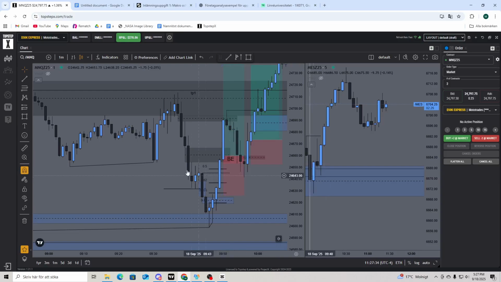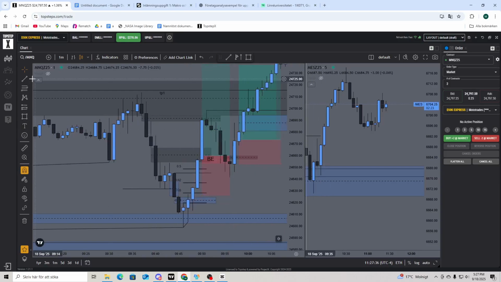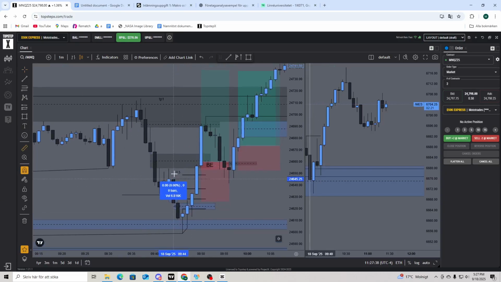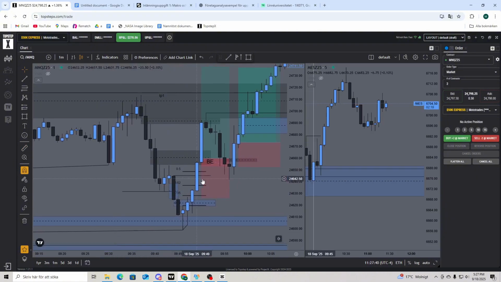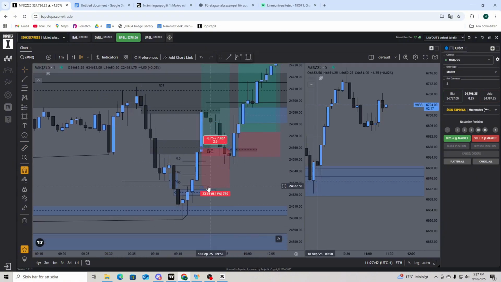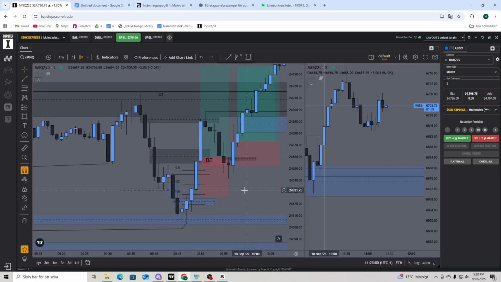Only 3 contracts because I wanted to add to the position once we came back to this CISD line right here. Here is where I want to enter more because my entry right here was quite bad, and I think I had my SL right here, which was not the best RR and a very big SL. So I didn't want to enter my full position here. So I entered 3 to then fill once we got here.